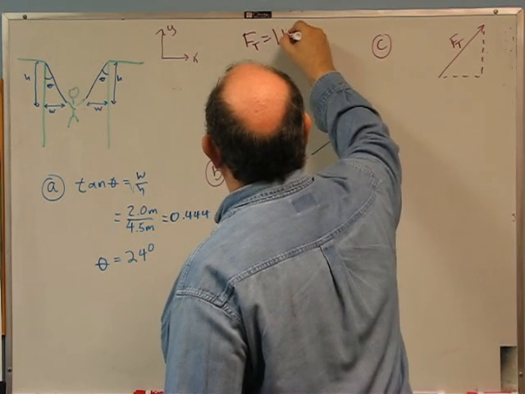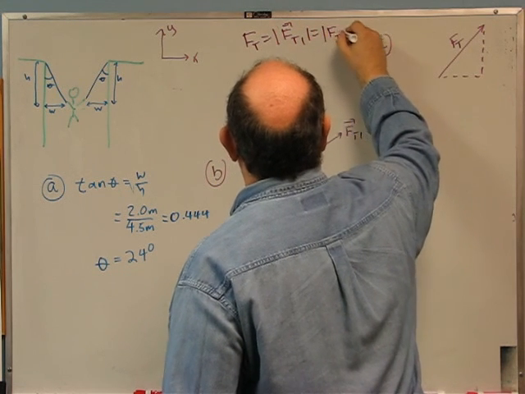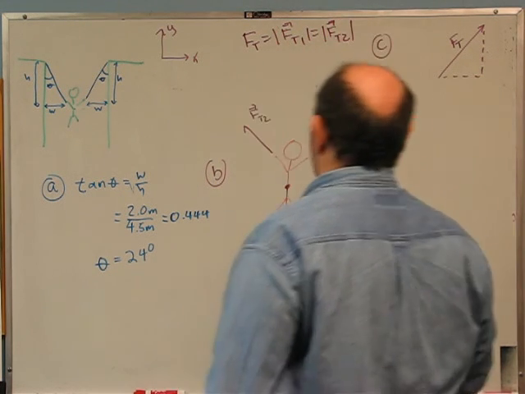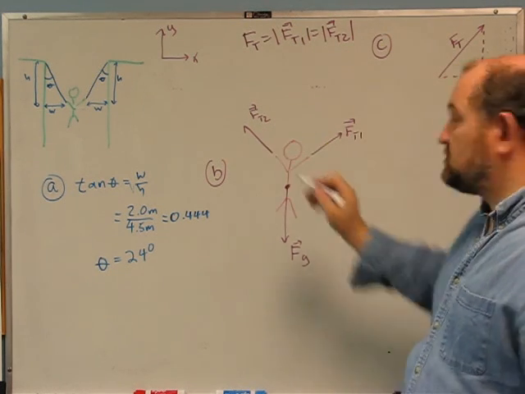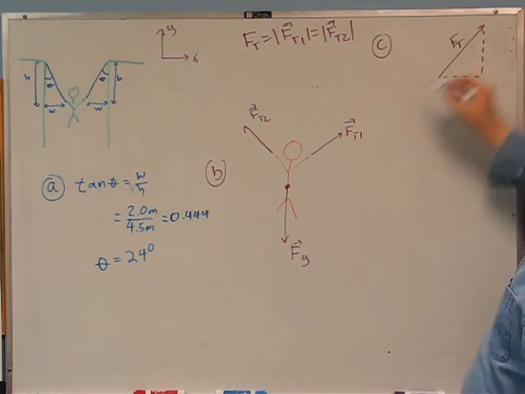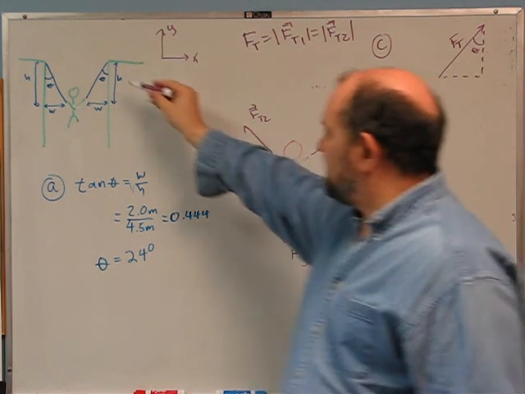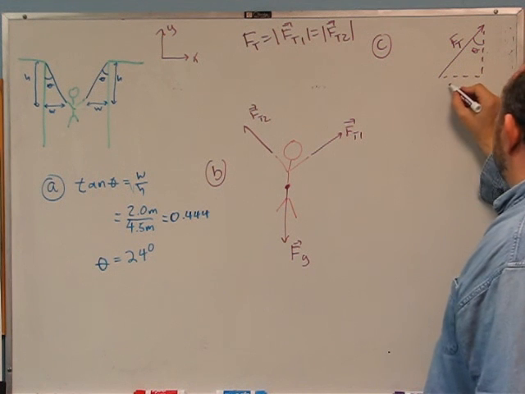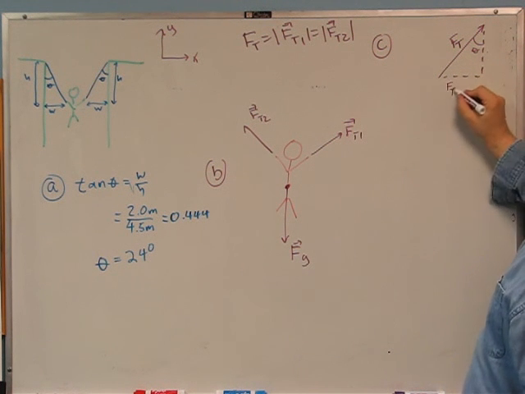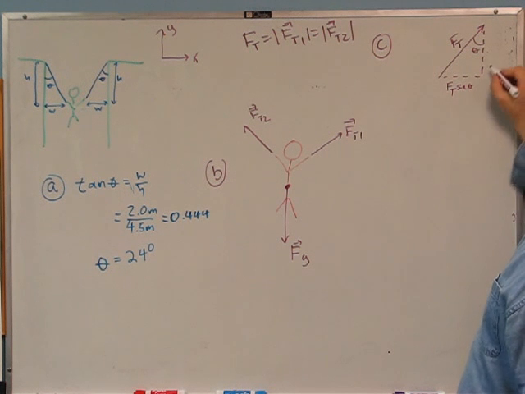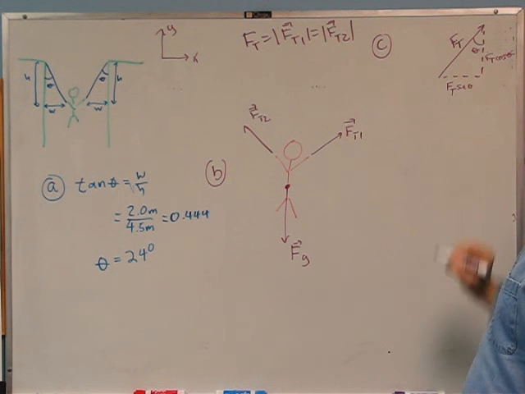FT is the magnitude of FT1, which is going to be the same as the magnitude of FT2, because the strands are identical and they're the same length. The vectors are not the same because they don't point in the same direction, but the magnitudes will be the same. So if I look at FT1, there's FT. I know this is theta because that's what I defined earlier. So this here is going to be its opposite over hypotenuse. So this is FT sine theta, and this is FT cosine theta, okay?